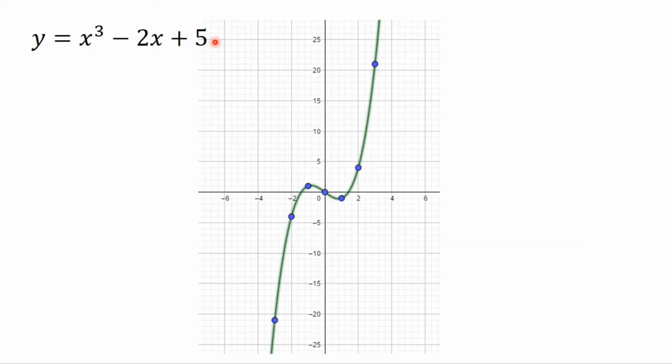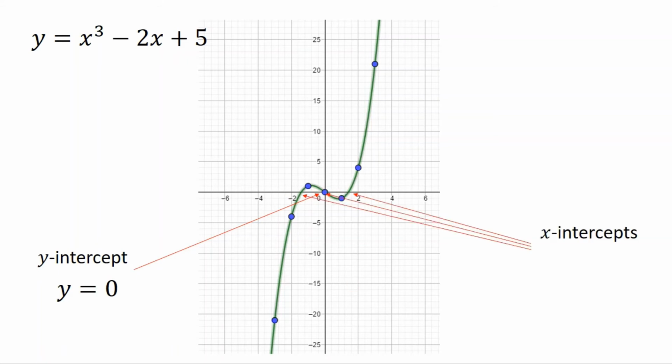Okay, now ignore the label because there isn't a +5. That's the next question. I've clearly not labeled this correctly. But again, we can label the key features of this graph, and this graph being y equals x cubed minus 2x. So the y-intercept here is where it crosses the y-axis. Again, just happens to be 0. But then, interestingly, we've got 1, 2, 3 x-intercepts. You've got 3 points where the line crosses the x-axis.